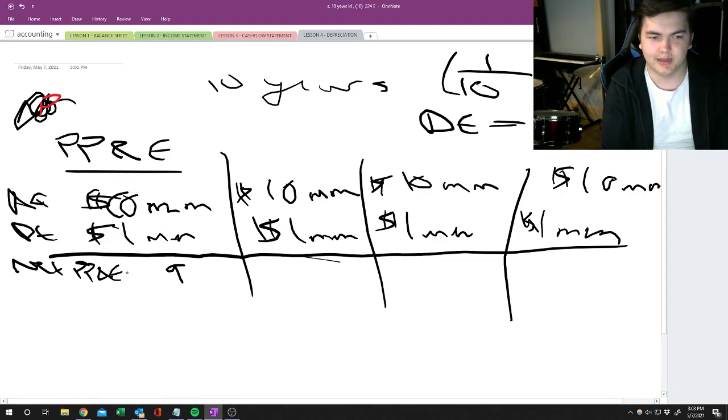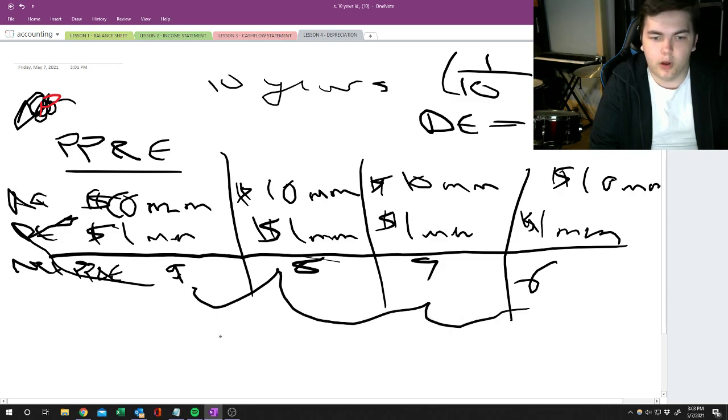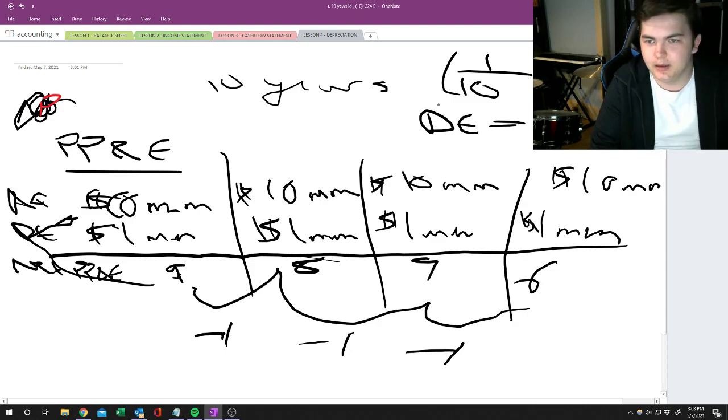I kind of ordered that badly to where it would be up here, but then it would be 9,876, and it would drop down, right? Every year would be minus 1 million for our depreciation cost. I kind of ordered that badly, but you get the point, right?